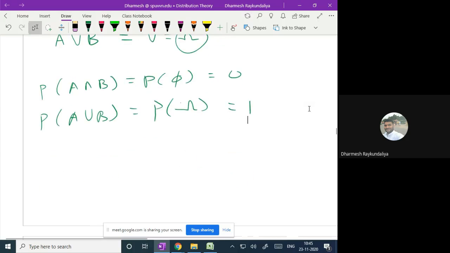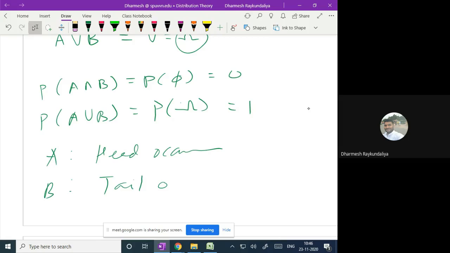In our case, A is nothing but head occurs, and B is nothing but tail occurs. Why have I written this? Because there is no connection between the head and tail. So they are non-overlapping. They are mutually exclusive, and that is how the probability of head and tail occurring together is always 0. It is not the case that head and tail both appear together when you flip a coin once.